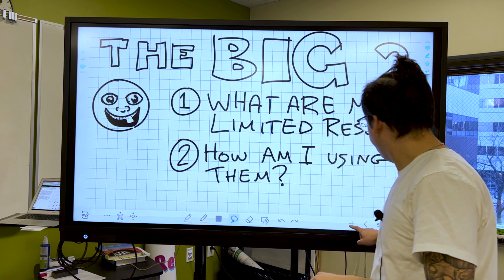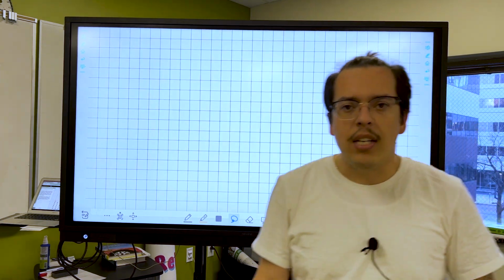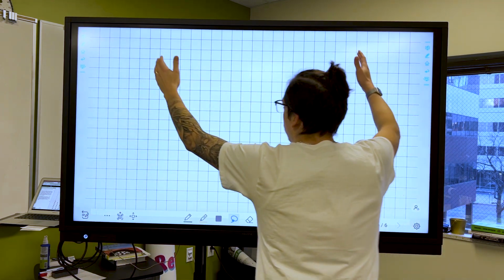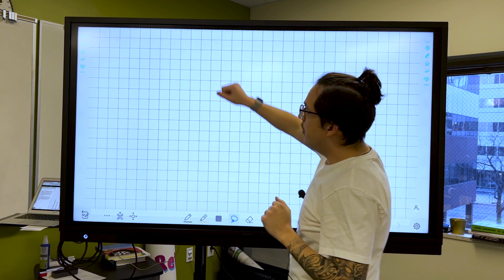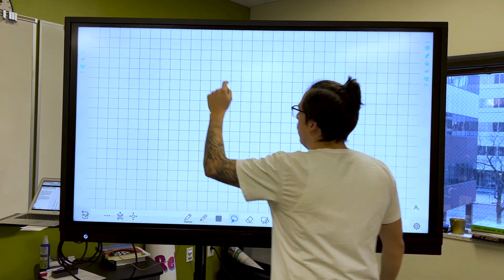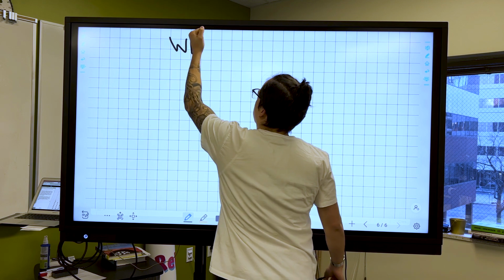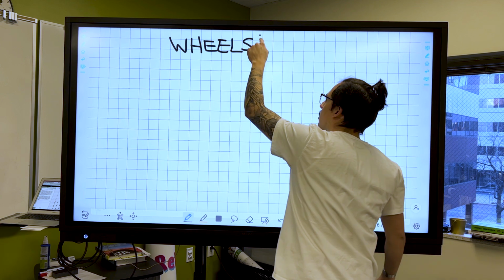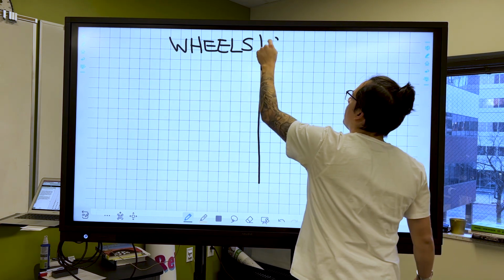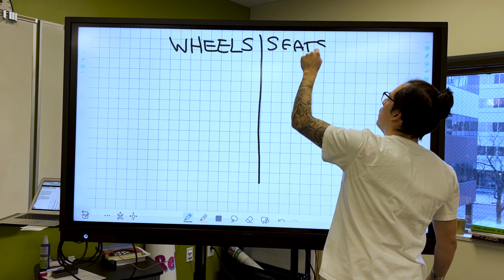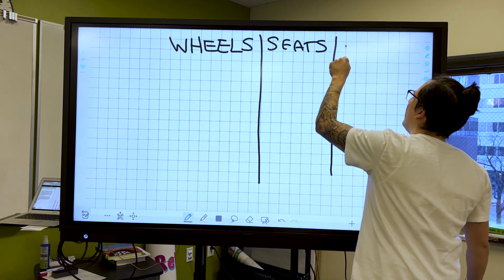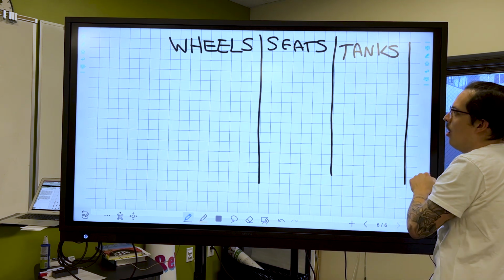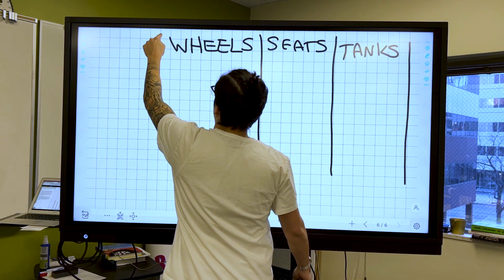Let's dive into this. I said that we were going to keep Otto's limited resources top of mind, and I'm going to make a table where my limited resources are top of table. We know wheels, seats, and tanks are our 3 limited resources.